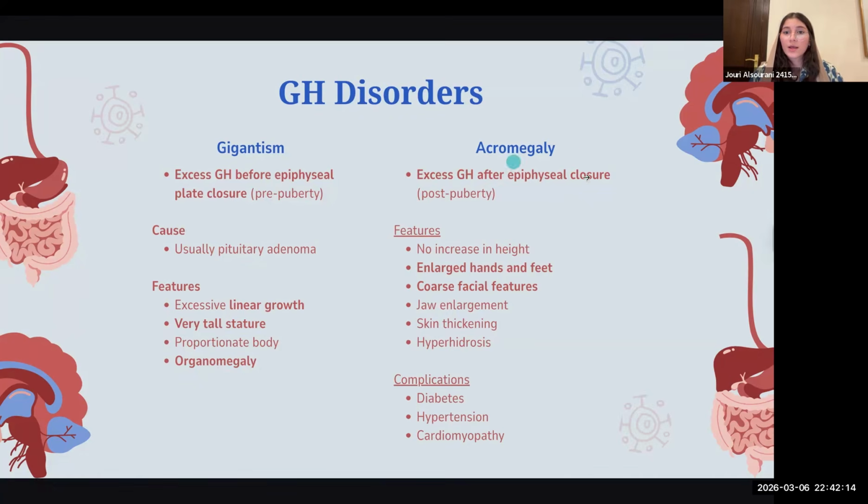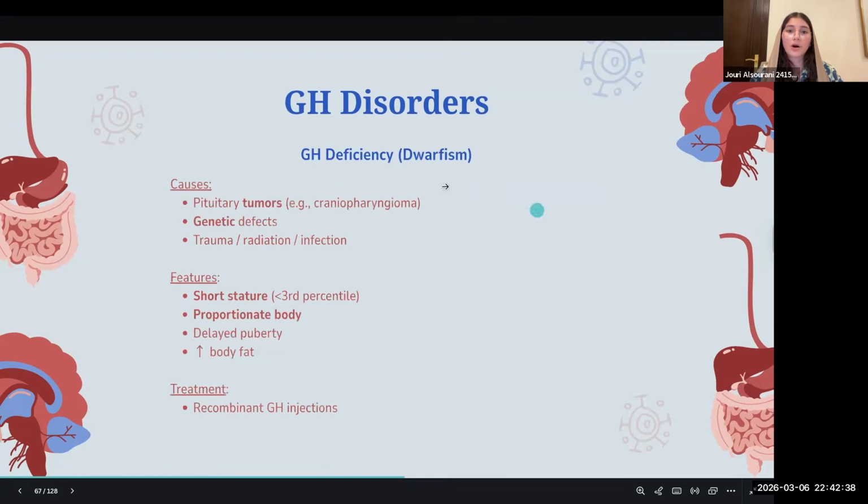For acromegaly, this is when we have excess growth hormone after the epiphyseal plates closed, okay? So this is after puberty. Here, they're not going to have the increase in height you see in gigantism, but they're going to have enlarged hands and feet. They're going to have coarse facial features, enlargement of the jaw, skin thickening, so on. Complications could be diabetes, hypertension, cardiomyopathy, so on.